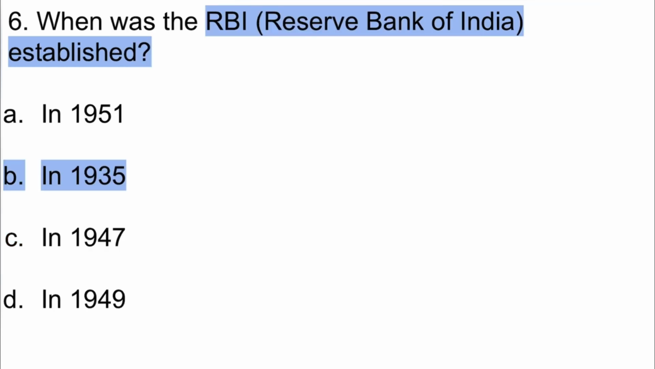When was RBI established? Again, students, be careful while answering this question. Read it twice. RBI was established in 1935, but it was nationalized in 1949. Here, established is asked. So the correct option will be B, 1935.